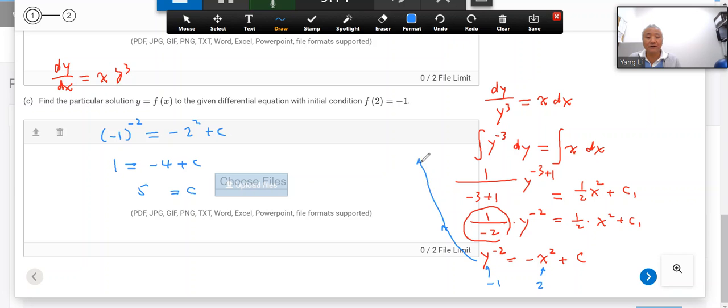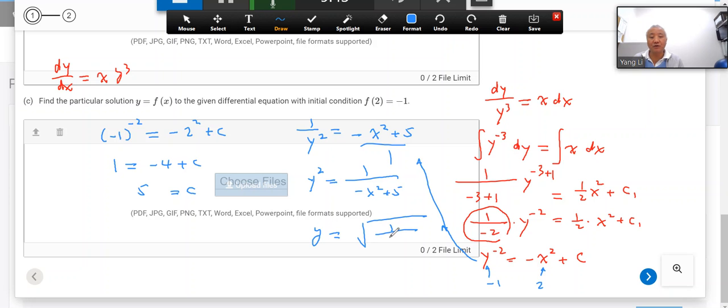So you're going to have this one, you can write it as 1 over y squared equals negative x squared plus 5. Of course, this is over 1, and then you flip both sides because we want to solve it. So we get y squared equals 1 over negative x squared plus 5, and square root both sides. y equals square root of 1 over 5 minus x squared, like this, right?